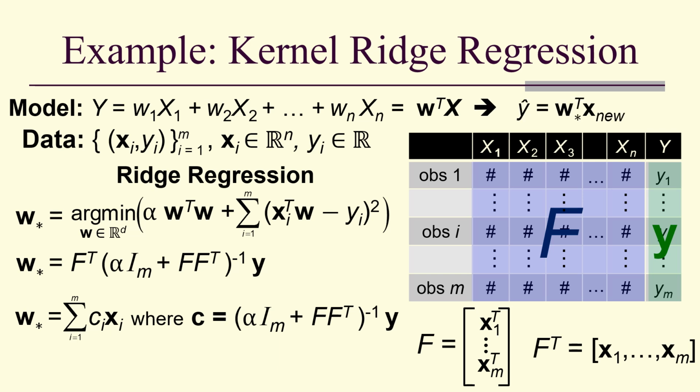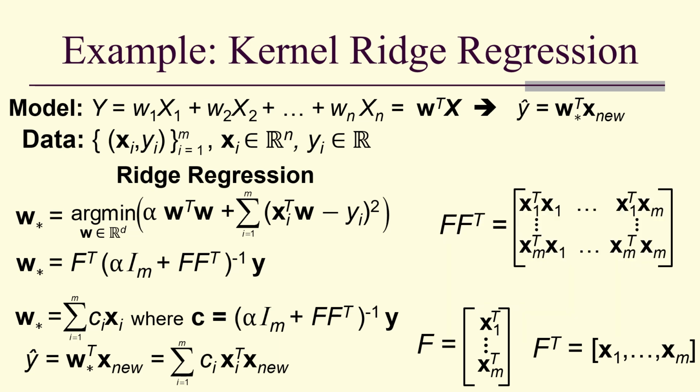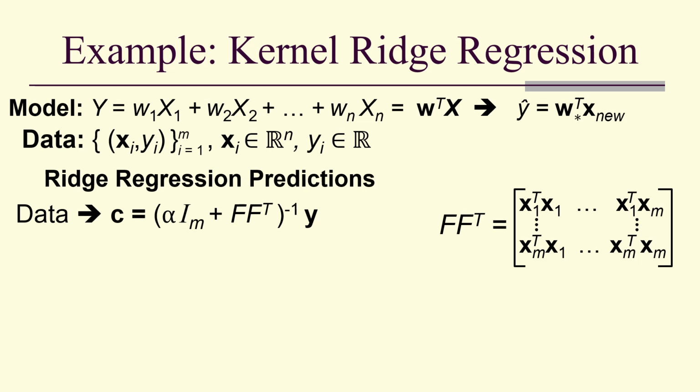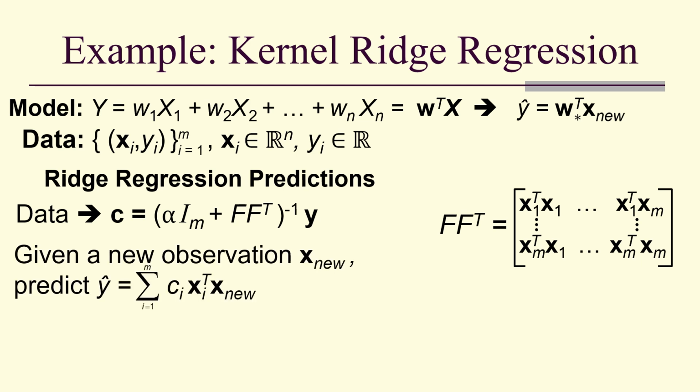Remember, we're looking at our model, and to make predictions, if we're given a new observation, we'll just take this optimal W star transpose times that new observation. So this is what our predictions look like. And in summation form, they look like this. Notice that F F transpose actually is this matrix, a matrix of inner products. So ridge regression predictions: we have our data, which we use to produce this C vector. And we've got this F F transpose, which is actually going to be a matrix of inner products, as you can see here. And given a new observation, we can predict y using this summation.